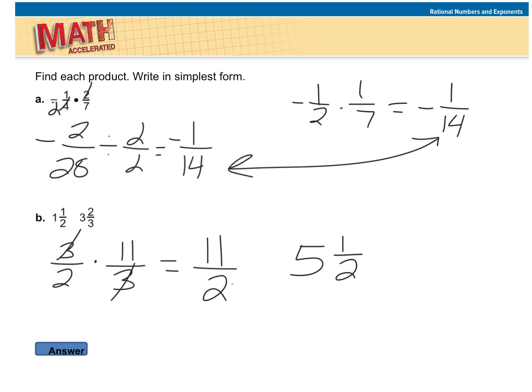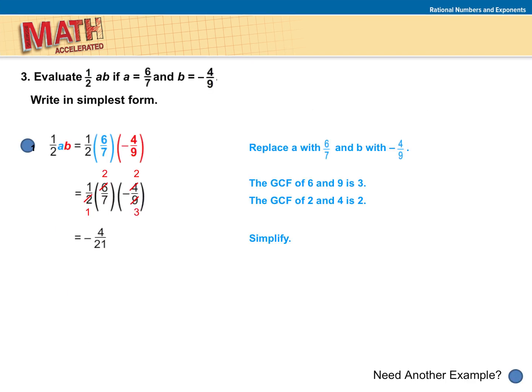When you get your assignment, cross reduce first, so you don't have to deal with big numbers. Here, we've done this before with evaluating. When you are given a number for the letter, what do you do with it? Substitute, plug it into the equation.